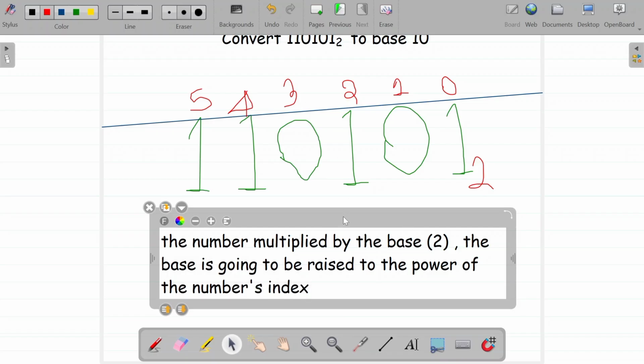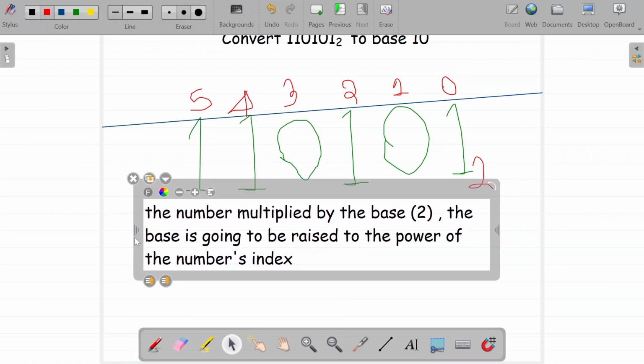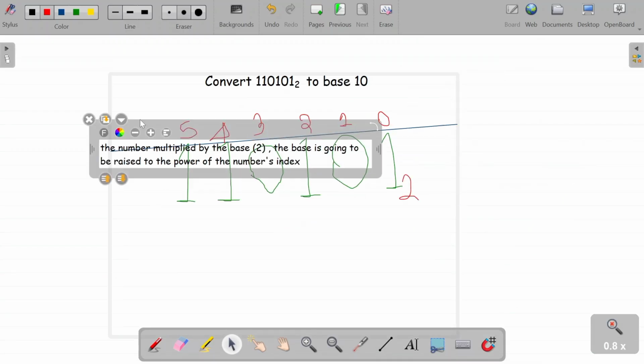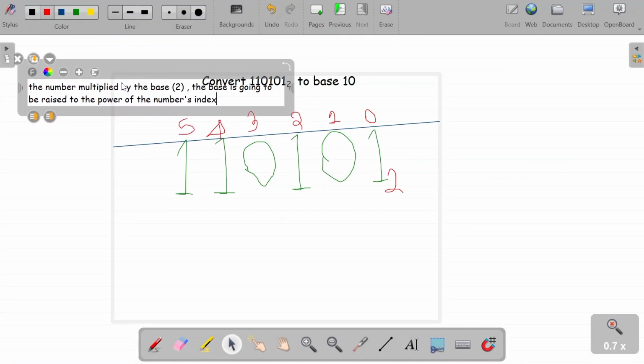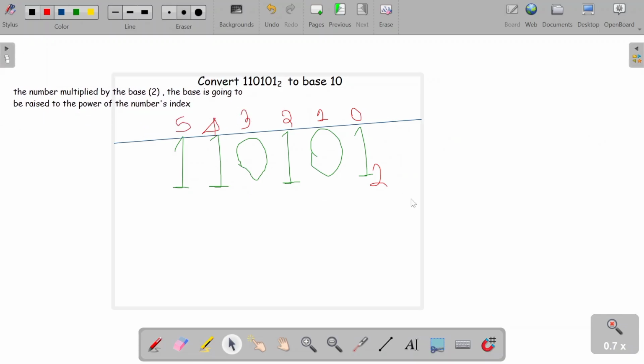So let me just put this somewhere. Let me see if I can shrink it a bit. It seems like I can't shrink it. Okay, I can. So I'm just going to put it here, so you can have this as a reminder of sorts. Okay. So now we follow this format that I said.